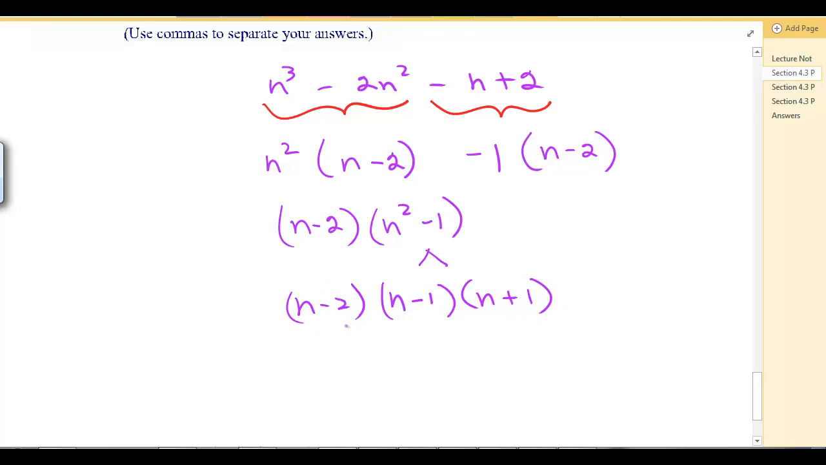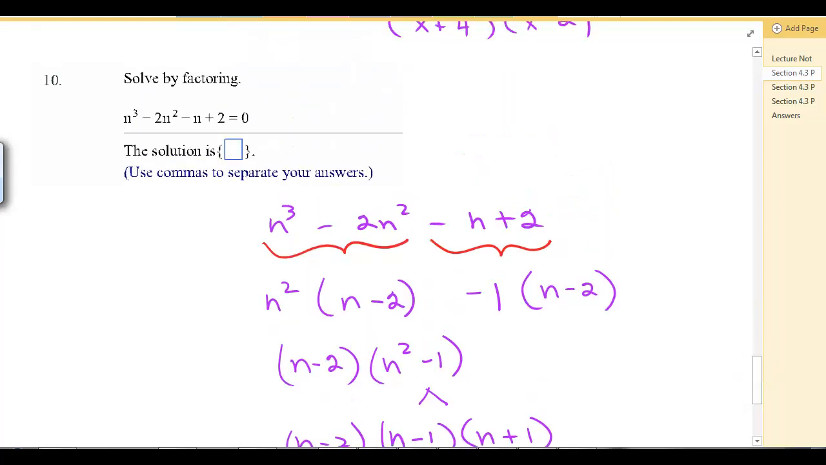It asks for the solutions. These are the factors. So this gives us n equals 2, n equals 1, n equals negative 1. And those would go up in the box with commas. All right.